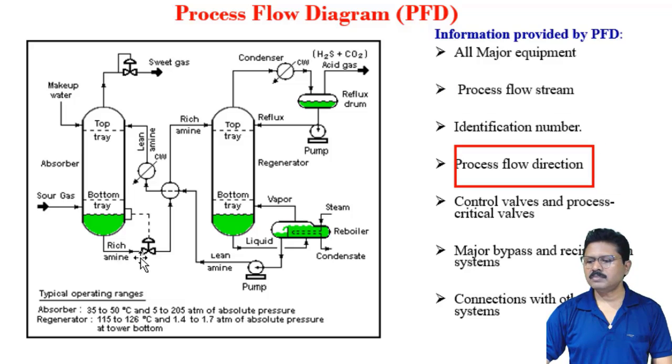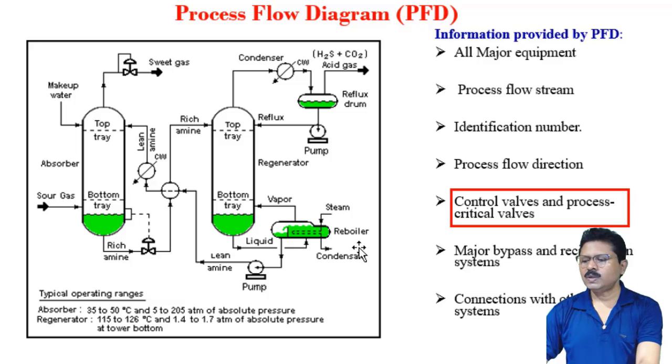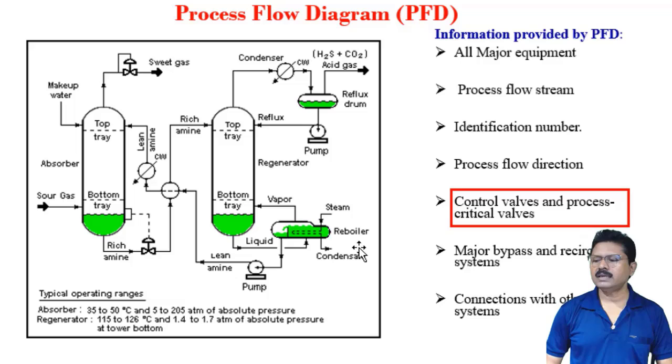Process flow diagram indicates flow direction also. Say this is coming from here to this direction, and the flow direction is indicated by the arrow symbol. This is coming here, the flow direction is indicated by the arrow symbol. It shows the major control valves and process critical valves. There is one major control valve, there is one major control valve. So many other control valves are also used here that are not indicated here.